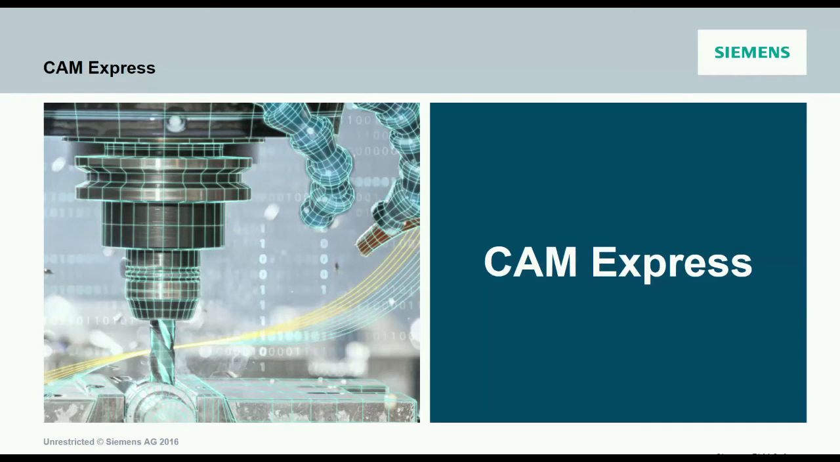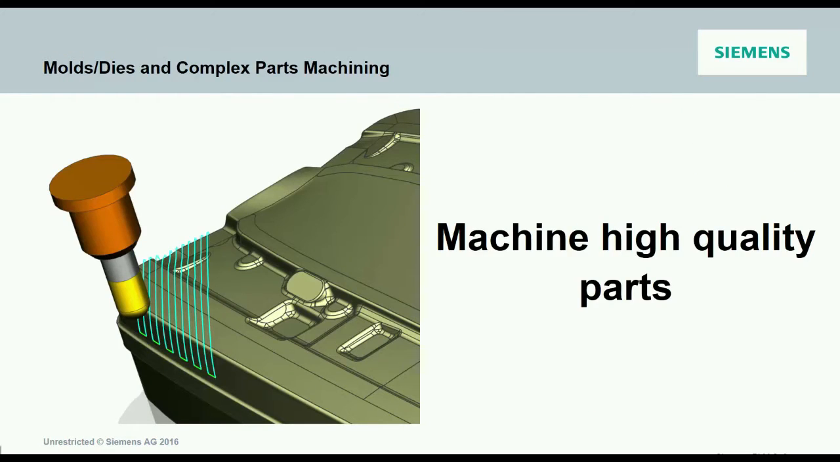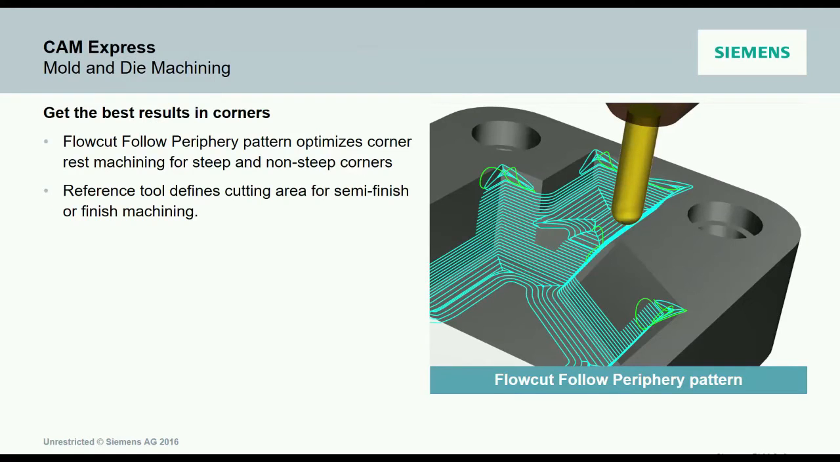Now let's take a look at some of the new things that have changed inside of CAM Express with the more traditional manufacturing processes. So as I said before, a wide range of capabilities from turning to milling for those of you that aren't familiar with CAM Express. So with CAM Express, when it comes to mold and die and complex part machinings, all the improvements have allowed us to machine higher quality parts. Improvements that have been made in this version of CAM Express are things like getting better results in corners. We're creating higher quality toolpath, smoother toolpath, so that we can improve the surface finish quality when we're machining things like corners and things like molds and dies.